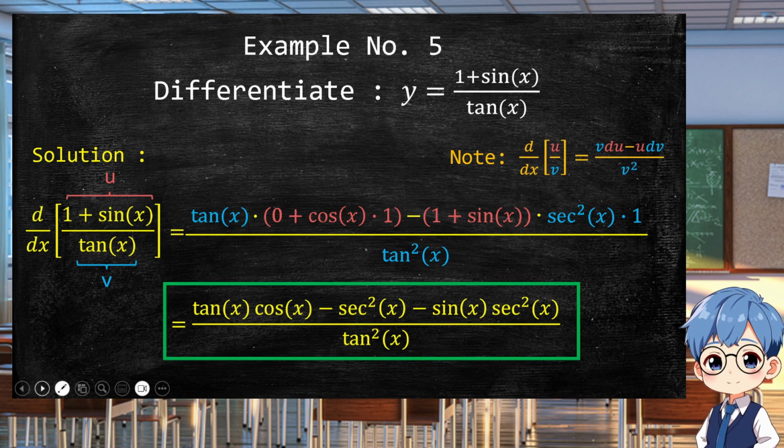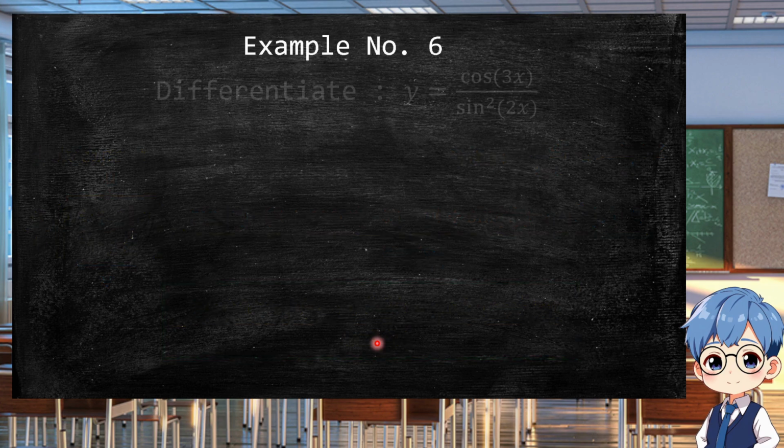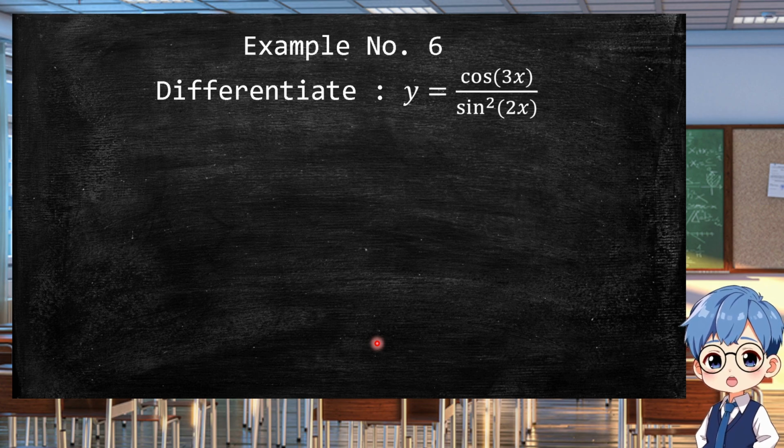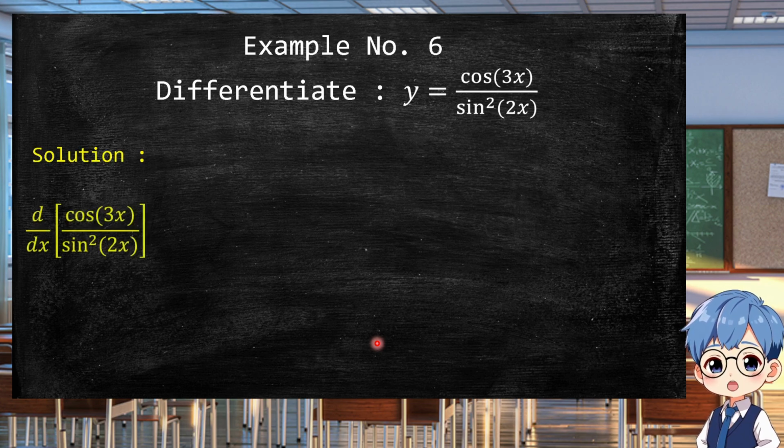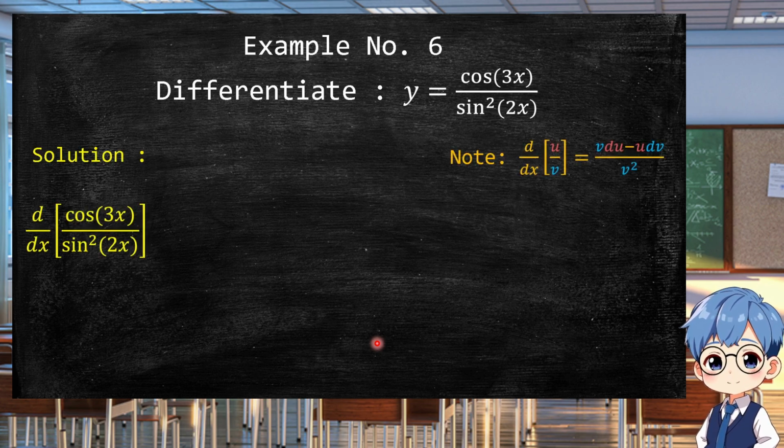Let's have the 6th example. So for example number 6, let's have another rational function containing trigonometric functions. So we have y equals cos 3x all over sine squared 2x, and again we use the quotient rule. So our u is cos 3x, our v is sine squared 2x.